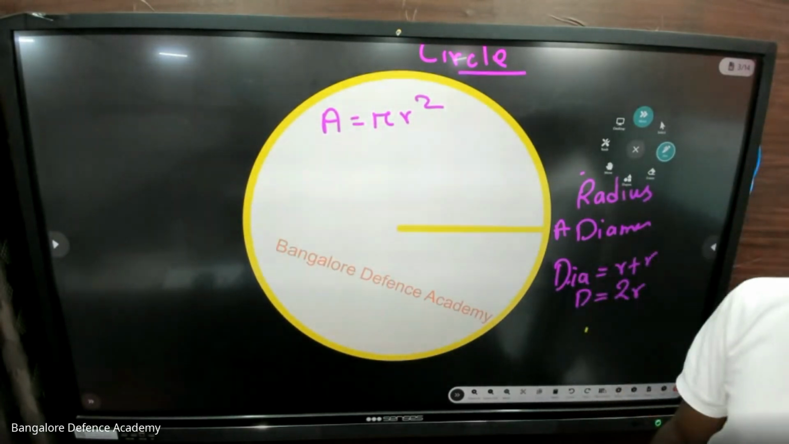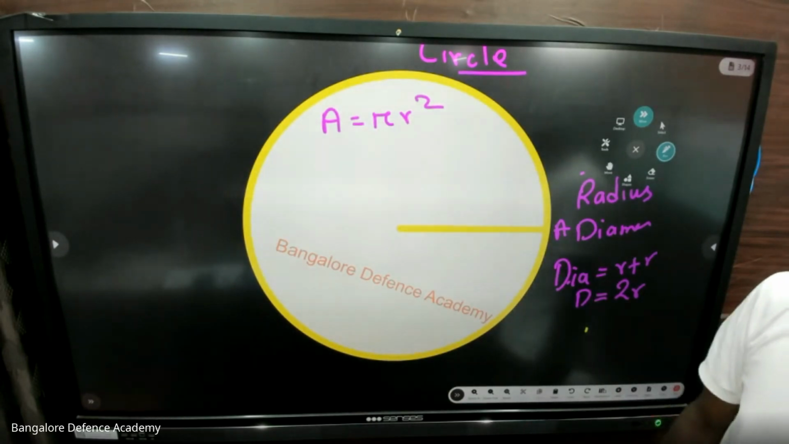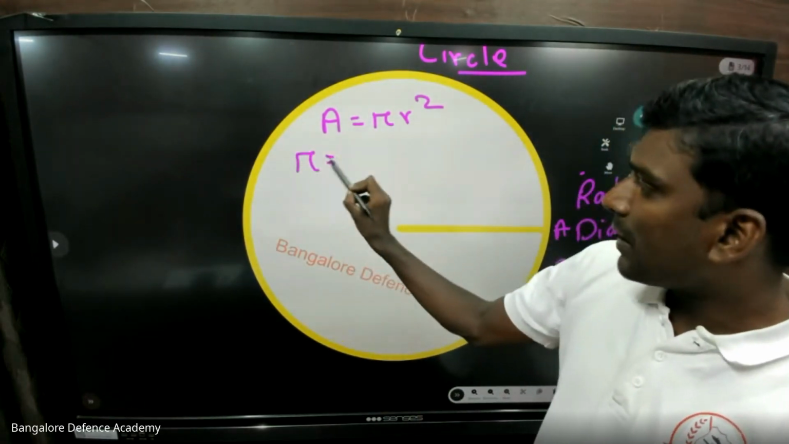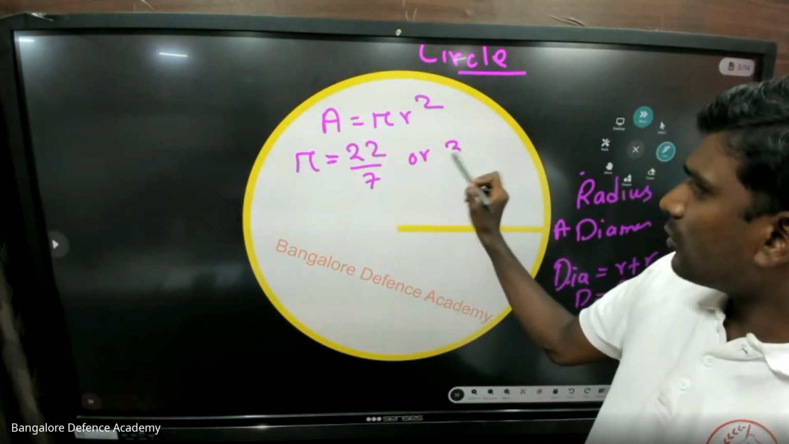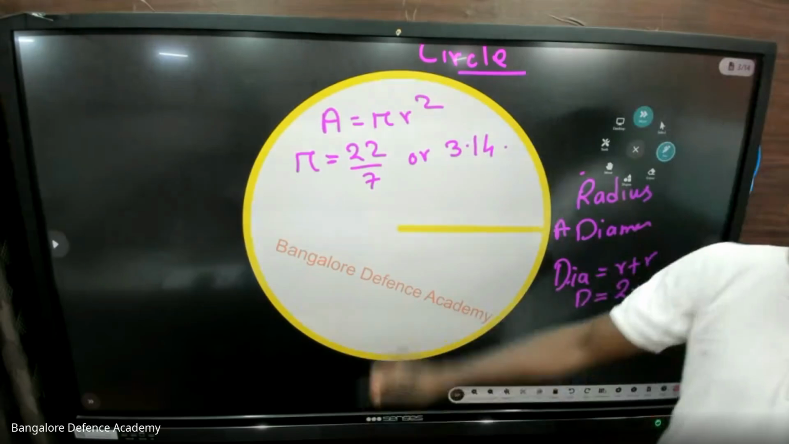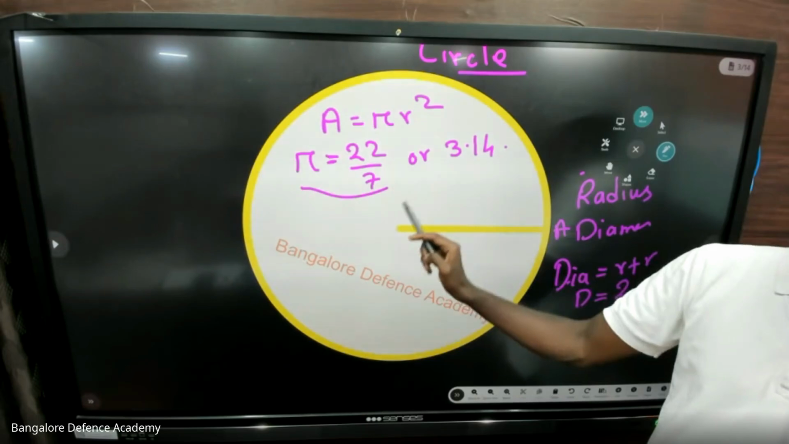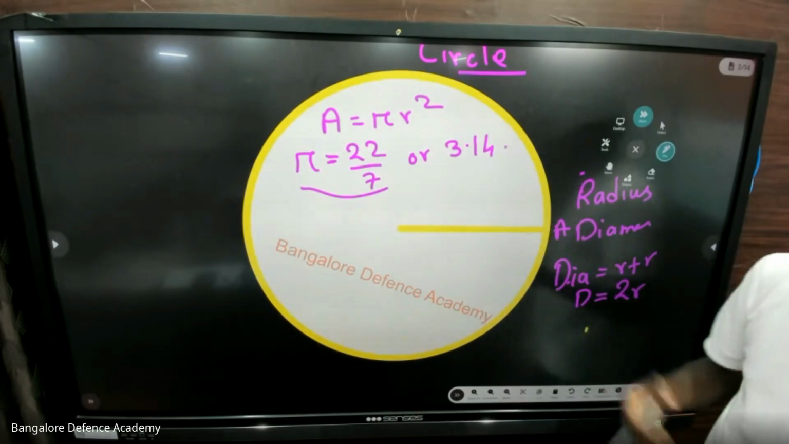Written? Okay. After writing this, write down the pi value. Pi is a constant, 22/7, or I can also use 3.14. Most of the time you can directly use 22/7 and solve the question. Otherwise you can use 3.14.